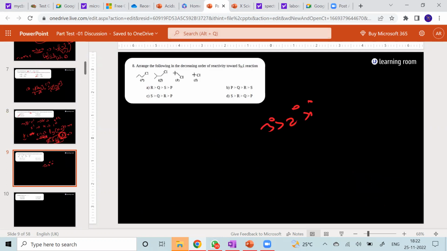Right. So now we have to arrange them in the order of SN1 reaction. So we know tertiary is more stable than secondary, and secondary is more stable than primary in terms of carbocations. Now you see that this is primary and this is also primary. But this carbon atom is also primary and this carbon atom is tertiary. This is tertiary. Okay. And you see that this carbon atom is attached to only one.